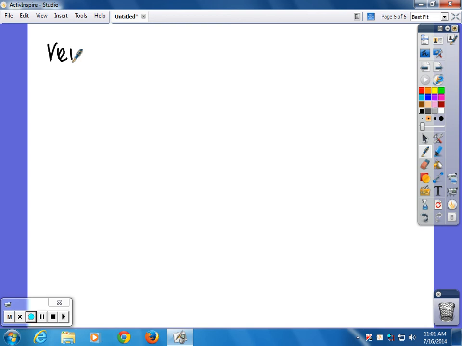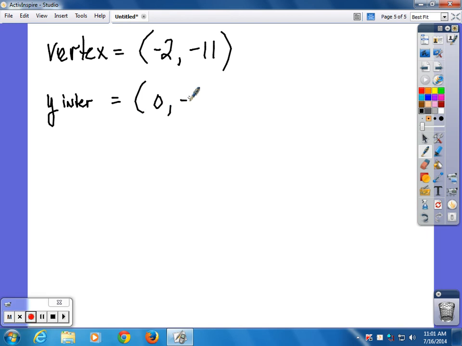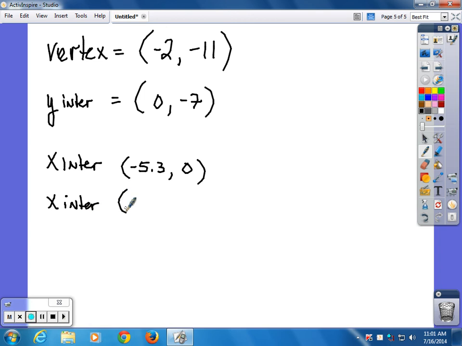So let's write down everything. Our vertex: what was our vertex? Negative 2, negative 11. Our Y-intercept is 0, negative 7. And our X-intercept on the left is negative 5.3, comma 0. The X-intercept on the right is 1.3, comma 0.